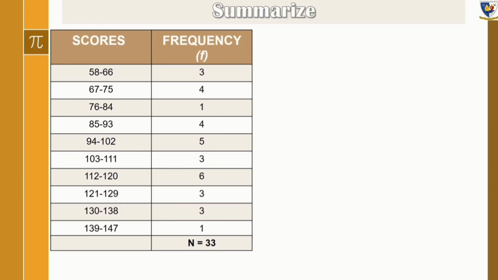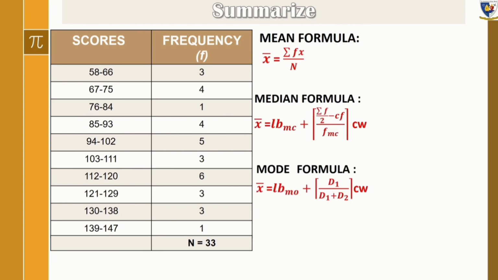So to summarize the formulas for the measures of central tendency for grouped data. On the left is the given data table, and on the right are the formulas for mean, median, and mode. The mean that we get for this table is 101, the median is 101.6, and the mode is 116.